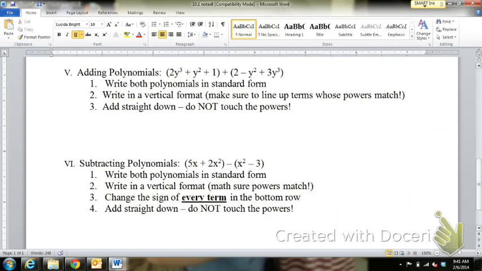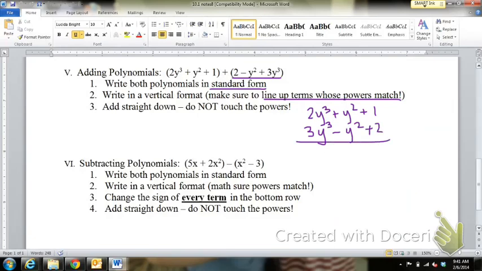Okay, so to add or subtract polynomials, first thing you want to do is write everybody in standard form. And we're going to put them in a vertical format so that you can line up terms that have the same powers. So the first one's already in standard form: 2y cubed plus y squared plus 1. The second one is not in correct form, so the 3y to the third should go first, minus y squared, and then that's a positive 2. And I'm adding these because it tells me to add right there.